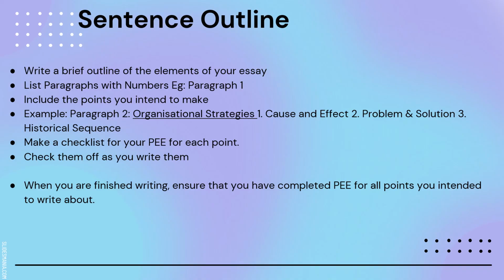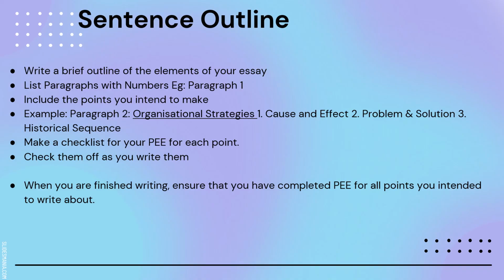Now, you know you need to do the PEE for each point. So make sure that beside each one of your org strategies, you have the letters P, E, and E, so that when you begin writing, as soon as you make the point, you go back and check it off. You make the example, you go back and check it off, and you make the explanation, you go back and check it off. In that way, as you're checking it off, you are not opening up yourself to forgetting elements that are required.